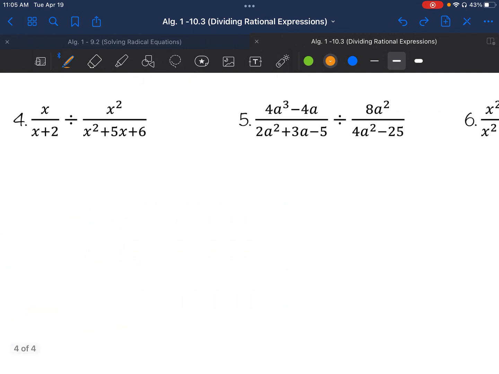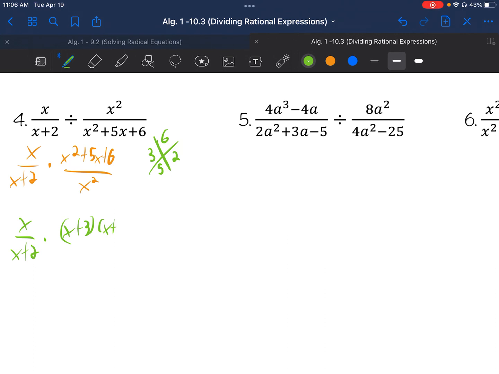Example 4, hard to believe we're already halfway through the examples, although these do get a little bit longer now. Left stays the same, x over x plus 2. Second reciprocates, x squared plus 5x plus 6 over x squared. I'm going to factor out the top right. That's going to give a 6 and a 5, which is going to be positive 3 and 2 in either order. I'm going to go ahead and rewrite into x over x plus 2, times the fraction x plus 3 times x plus 2 over x squared.